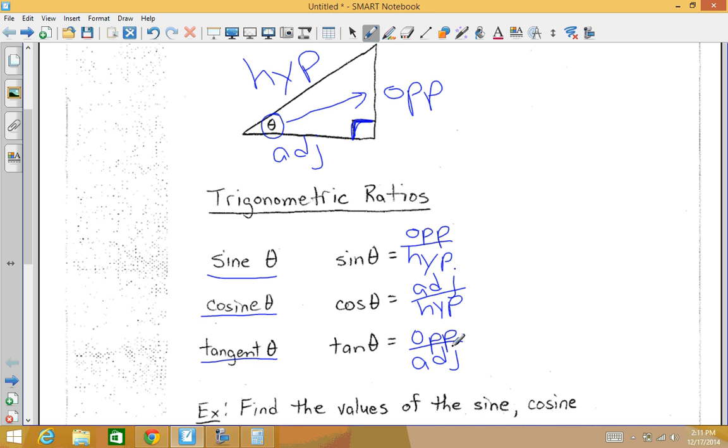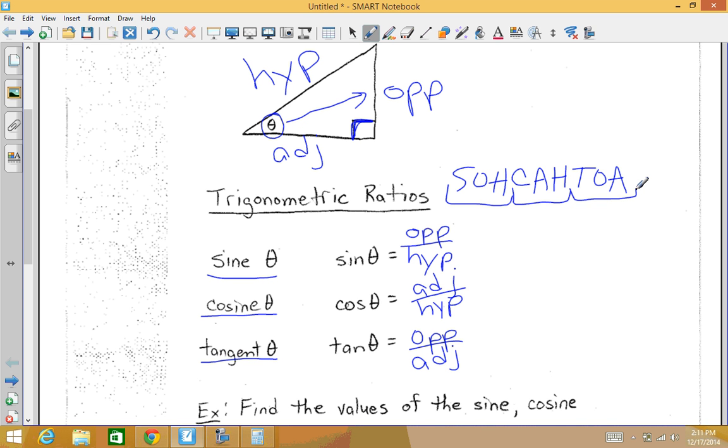Now there's a little phrase that you may have heard before. It's called SOHCAHTOA. SOHCAHTOA stands for the three trig ratios: sine, opposite over hypotenuse, SOH; cosine, adjacent over hypotenuse, CAH; and tangent, opposite over adjacent, TOA. It's just a little simple phrase to remember what the ratios of the sides are.